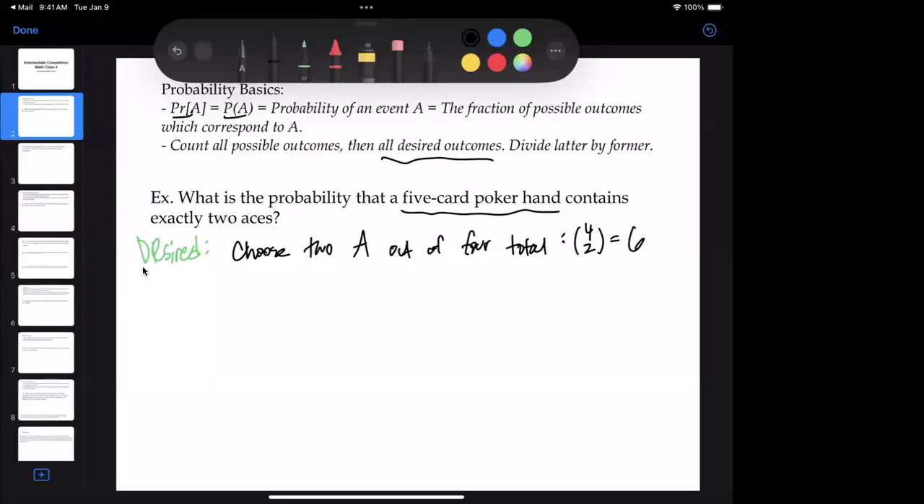Then we choose the other 3 cards. There are 48 cards that are not aces, and we have to choose 3 of them because we've already chosen 2 out of the 5 as aces. This equals, let's just split this, this number.